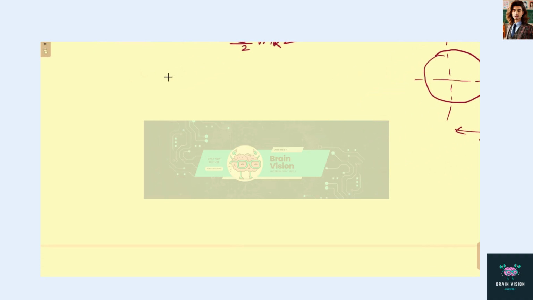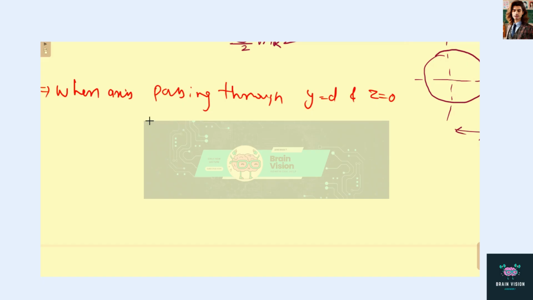Now in the second case, when the axis is passing through y = d and z = 0, the moment of inertia is given by I2 = (1/2)mr² + md².